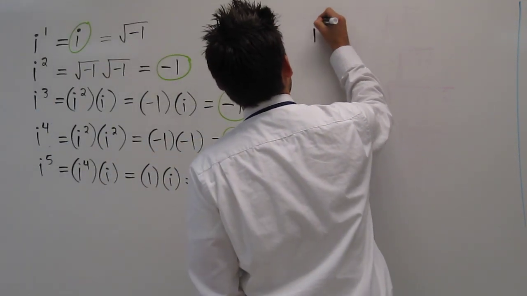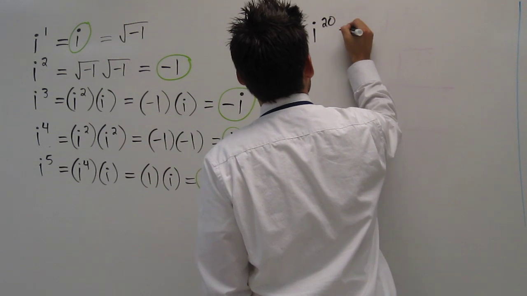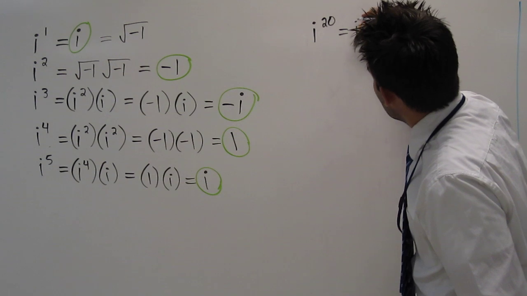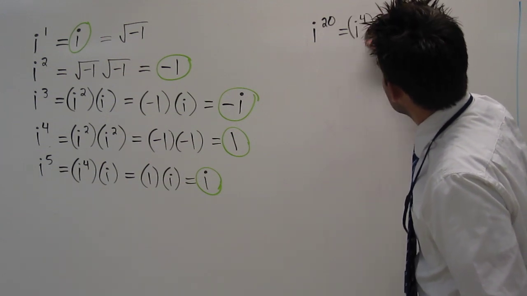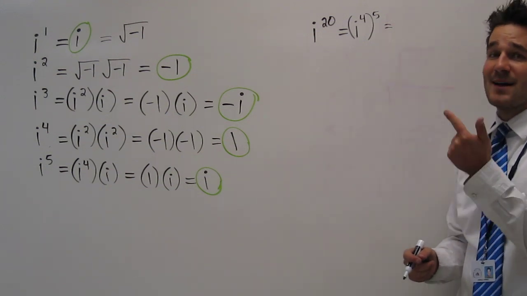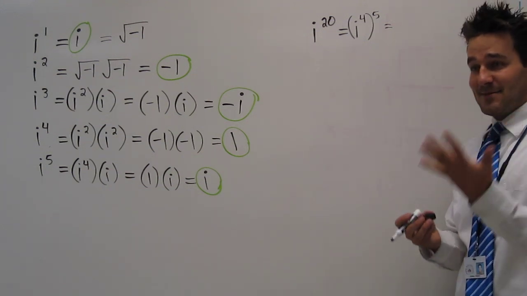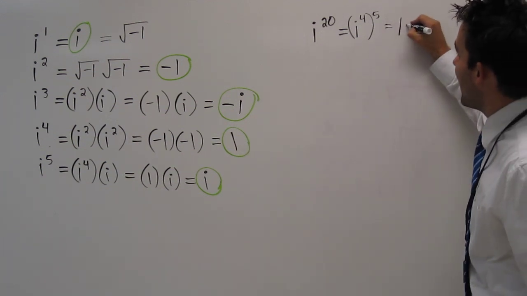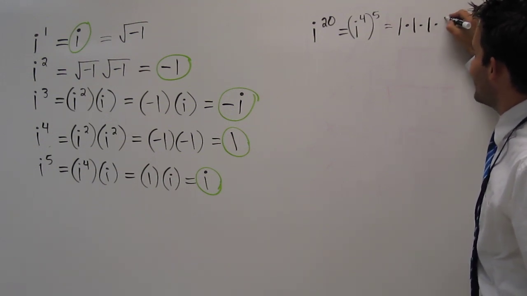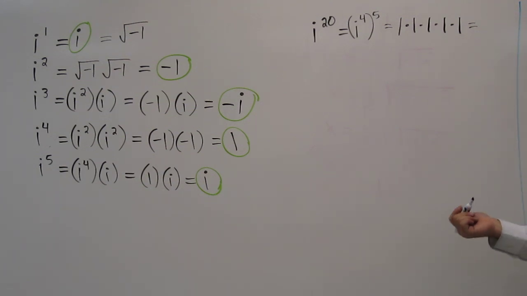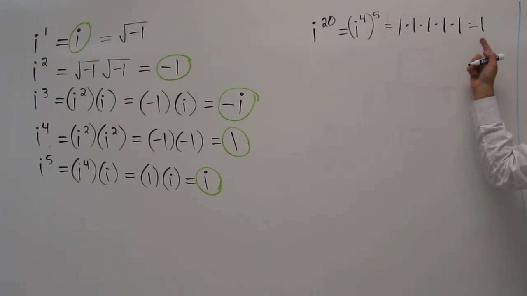Now let's see how we can use this to solve i to higher powers. Let's try i to the 20th. We could rewrite i to the 20th as i to the 4th raised to the 5th power, which would mean i to the 4th times i to the 4th times i to the 4th times i to the 4th times i to the 4th. Now i to the 4th is 1, so this equals 1 times 1 times 1 times 1 times 1, which is simply 1. Cool, so i to the 20th is 1.